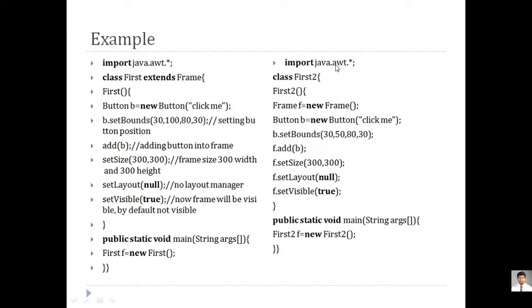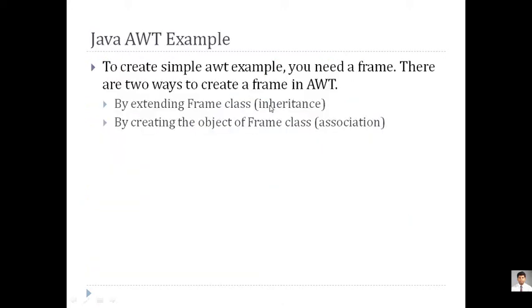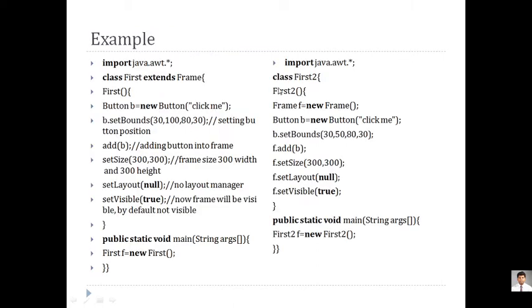And now a second example I am using here. Now this is another class, that is First2. Into this, the second mechanism, I am not using extends Frame directly. The basic purpose of writing this code is that there are two ways of creating it. One is extending the Frame class, and the other is directly creating the object, that is, doing an association of the Frame class into your program. So the same program, the same output will be displayed.